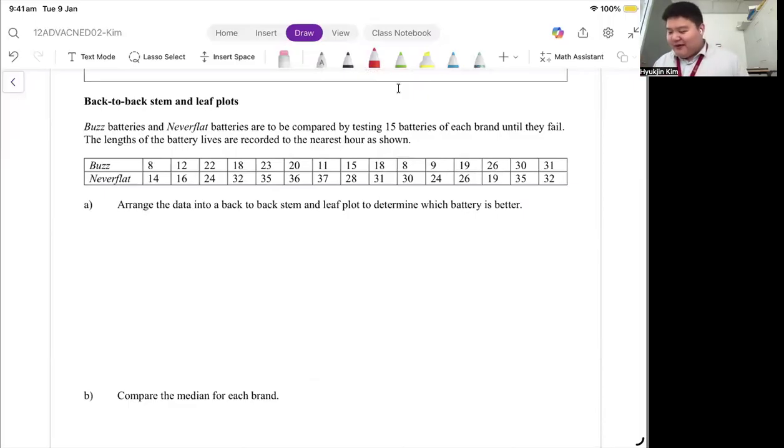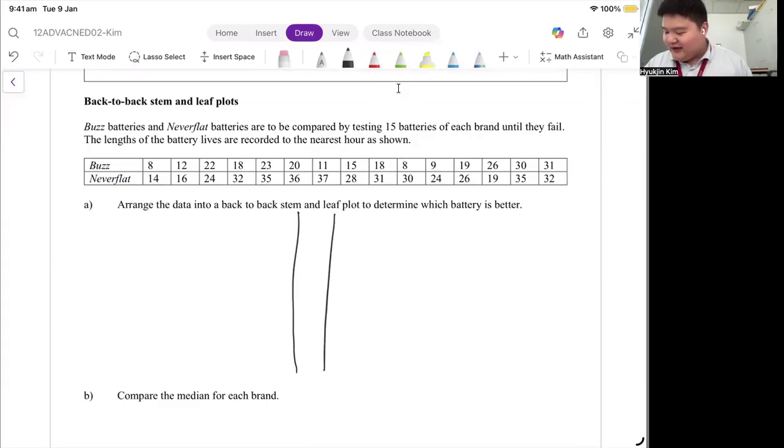Buzz batteries and Never Flat batteries are to be compared by testing 15 batteries of each brand until they fail. The lengths of the battery lives are recorded to the nearest hour as shown. Buzz is all that, and Never Flat is all that. Unfortunately, this is not in ascending order, so we'll actually have to do some work. So let's see. Back-to-back stem and leaf plot.